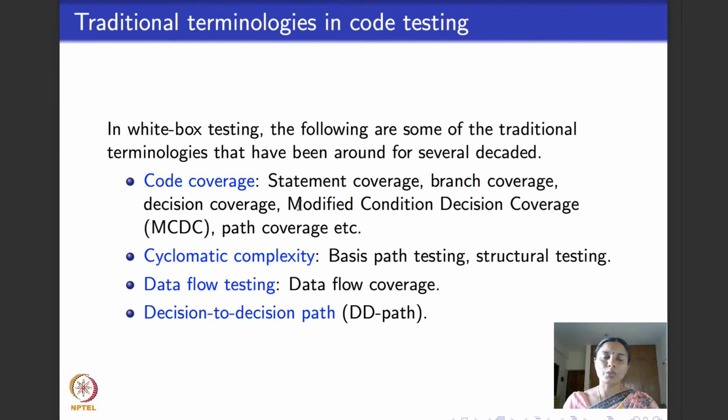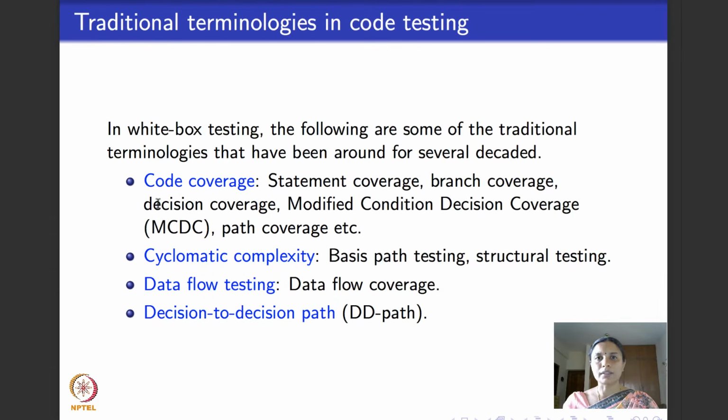Another popular term that you would have encountered while you did testing was cyclomatic complexity. Related to cyclomatic complexity, people look at what is called basis path testing or structural testing. Another popular term in testing is data flow testing that directly deals with data flow coverage, mostly as we have dealt with in the course. And then another popular term is decision to decision, abbreviated as DD path testing. What we will do is take each of these one after the other, except for data flow testing. I will handle data flow testing separately as the first module of next week.